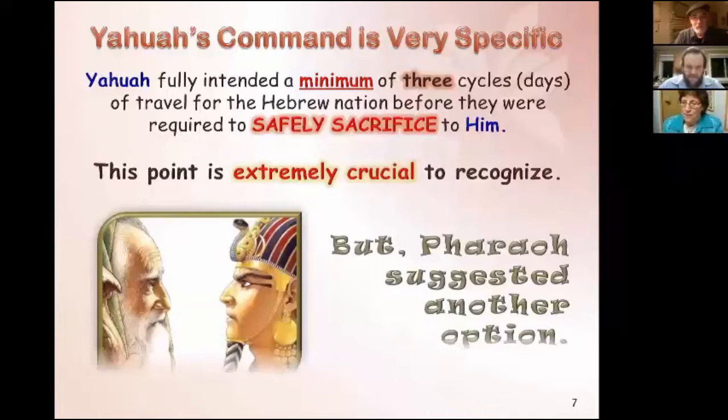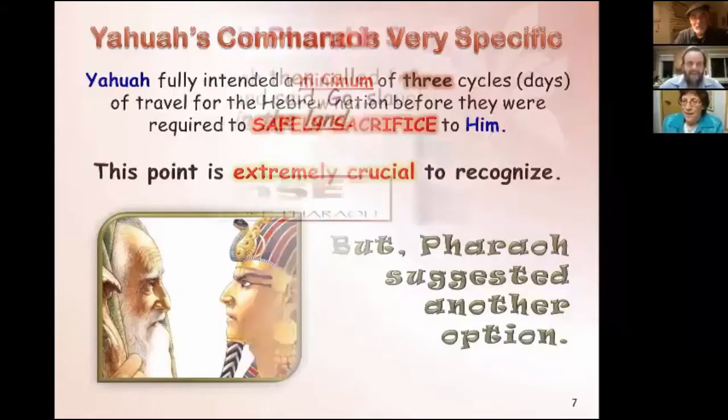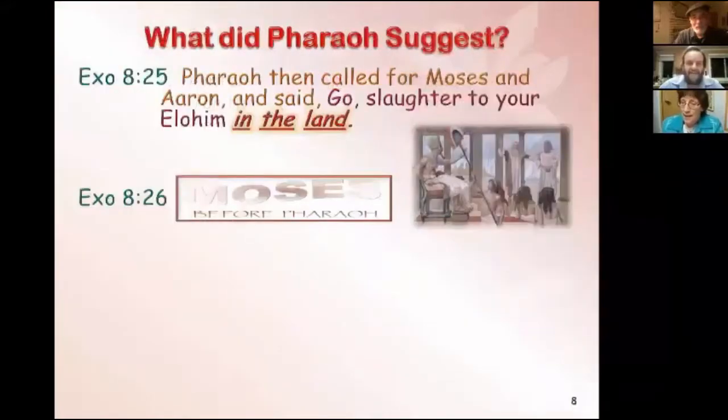But Pharaoh suggested another option. Pharaoh didn't really like that idea too much. And we read in chapter 8, verse 25, that he called for Moses and Aaron, and he said, you go slaughter to your Elohim in the land. What did that mean, Tim?